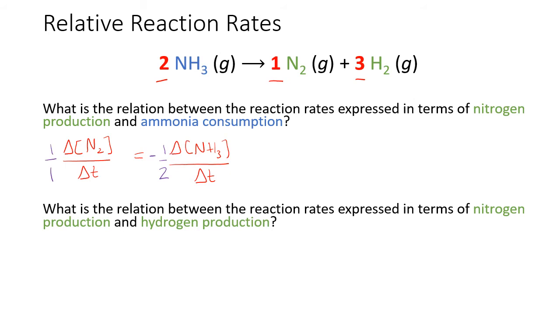Another way we could write this is in terms of the ammonia. So if we rearranged this equation and solved for the rate of the ammonia decomposition to be by itself, we would essentially divide both sides by 1/2.